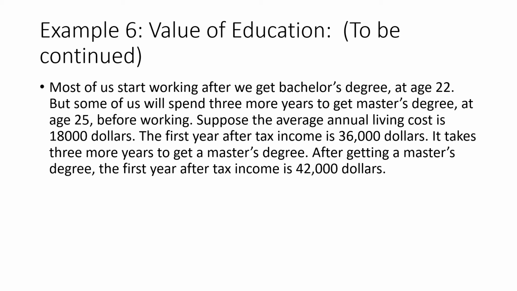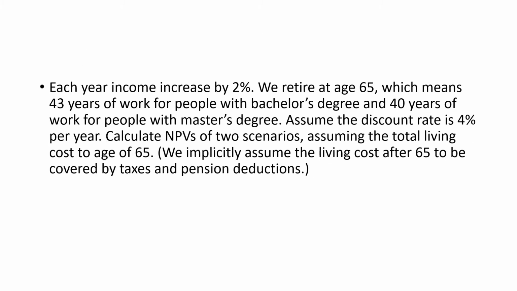It takes 3 more years to get a master's degree. After getting a master's degree, the first year after-tax income is $42,000. Each year, income increases by 2%. We retire at age 65, which means 43 years of work for people with a bachelor's degree and 40 years of work for people with a master's degree.